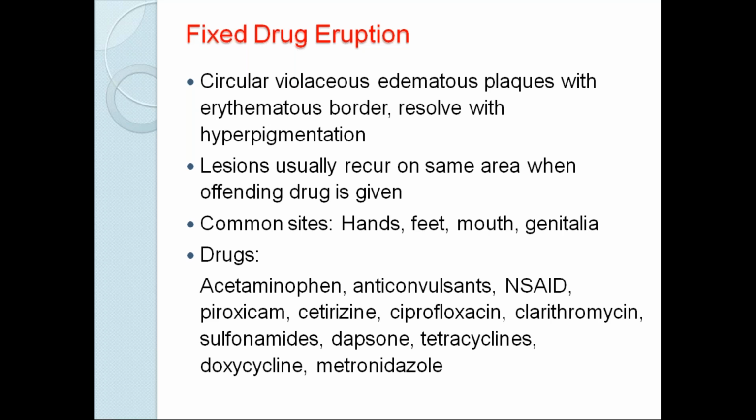Now first is the fixed drug eruption. Here circular violaceous edematous plaques with erythematous border are seen, and these resolve with hyperpigmentation. These lesions usually occur in the same area whenever the offending drug is given. So once a patient comes to you with a fixed drug eruption, we can ask them about the past history. They will tell you yes, they have similar lesions. What's unique about this reaction is the history of recurrence of lesions in the same area every time they take the drug. That is the uniqueness of fixed drug eruption.